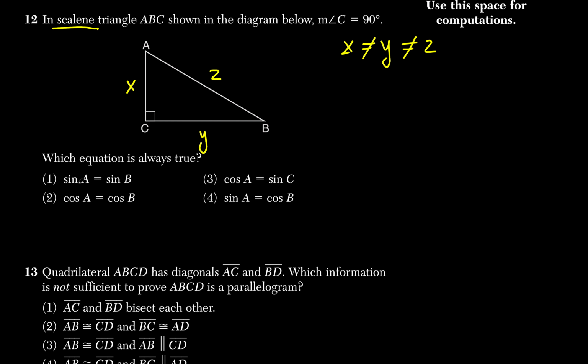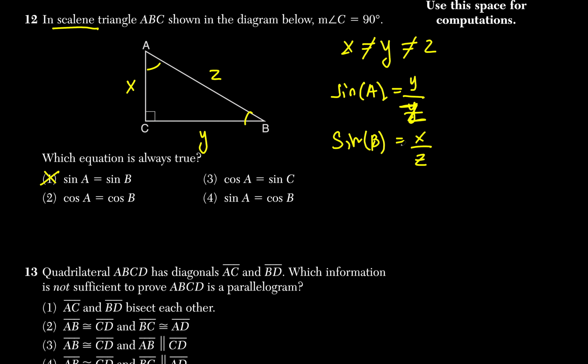So does the sine of A equal the sine of B? Well, let's see. The sine of A is equal to opposite, which is y, over hypotenuse z. So we get y over z. The sine of B is equal to opposite over hypotenuse, x over z. This is supposed to be z. So you see that y over z is not the same thing as x over z. So 1 is not it.